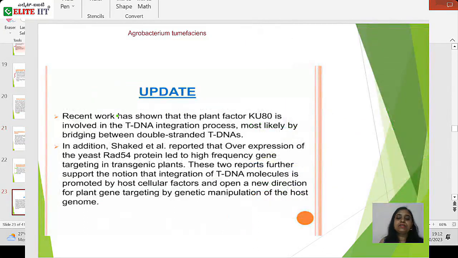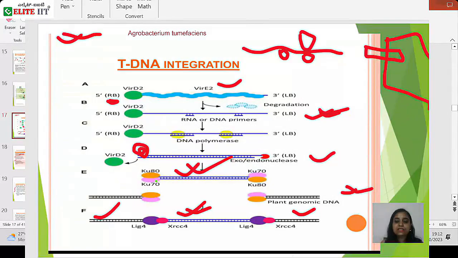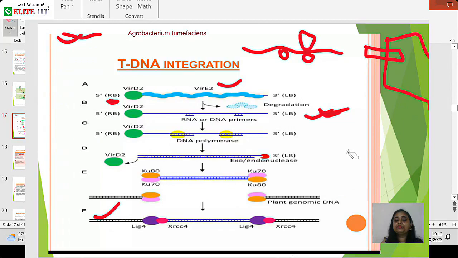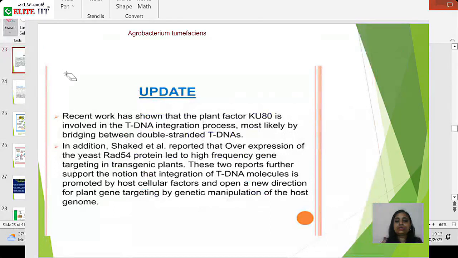Okay. Now, recent work has shown that the plant protein KU80 is involved in the tDNA integration process, most likely by binding to double-stranded tDNA. See, in this case, it is given KU80, KU70. So these are actually recent findings. They are binding with the double-stranded DNA which is inserted into genomic DNA. Right? KU80, KU70, initially it was not known, but recently it has been found that those are also involved in this process.